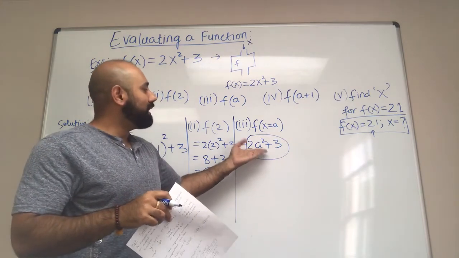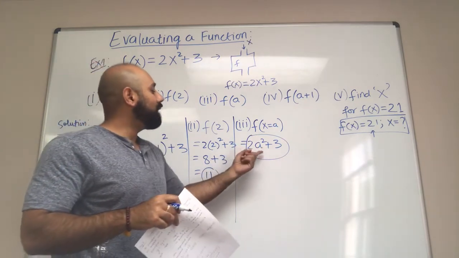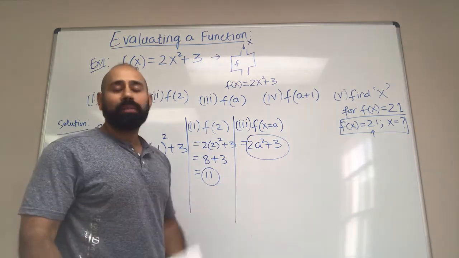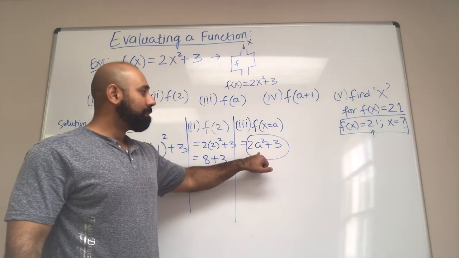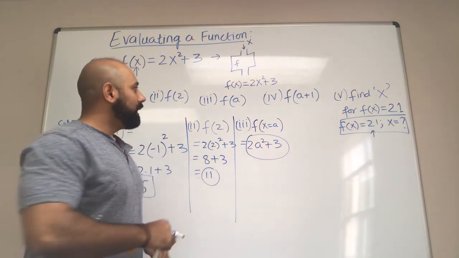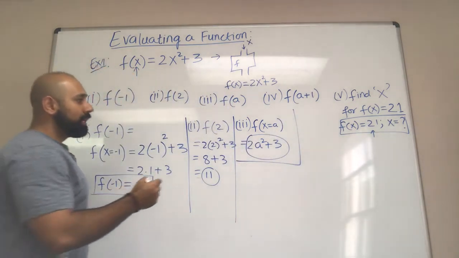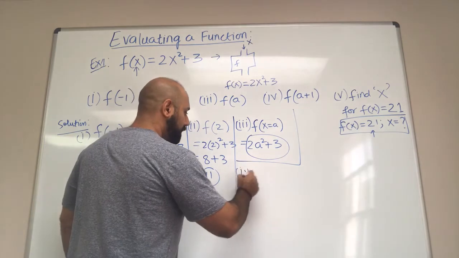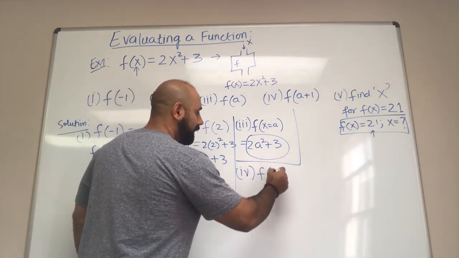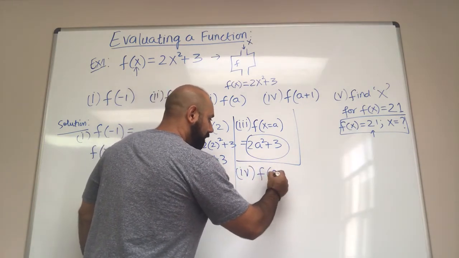In fact, this is even easier than the previous 2, because here you don't even have to do anything further because we don't know the value of it. So you just leave it like that. Okay, good. Let's move on. The fourth one. Fourth one is a little interesting. So the fourth one is evaluate the function at a plus 1.